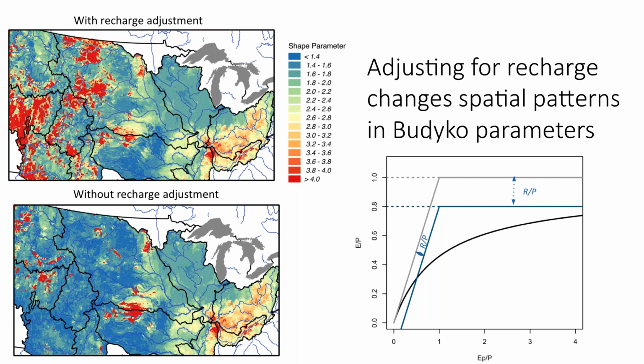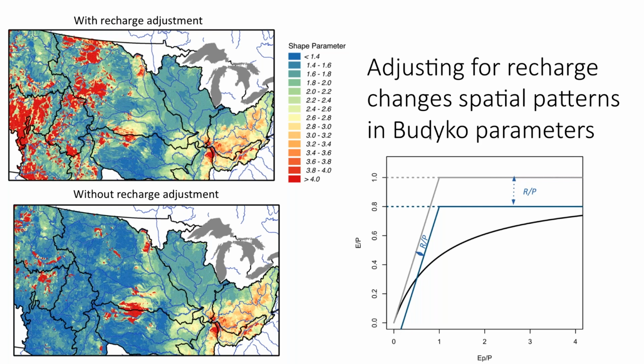And so what you can see is that we get really different spatial patterns, especially in the western part of the domain. This is because with recharge, we have water going from the surface into the subsurface, which is shifting the limits of the system. That's what I'm showing in the bottom right there, so that there's less water available to evaporate. So we have systematically lower curve numbers if you're not adjusting for them.